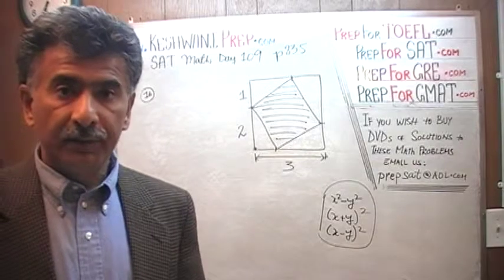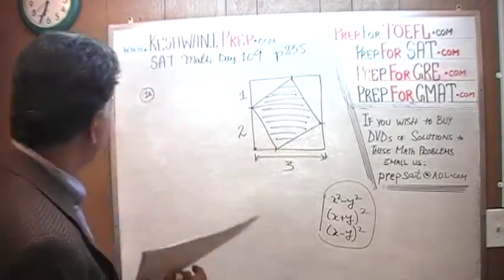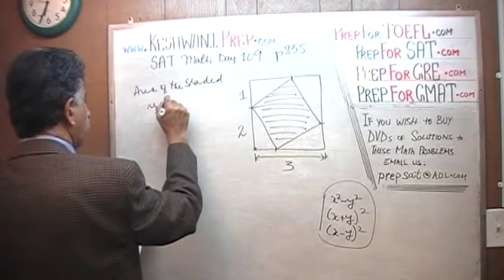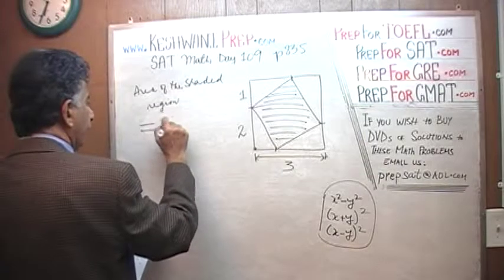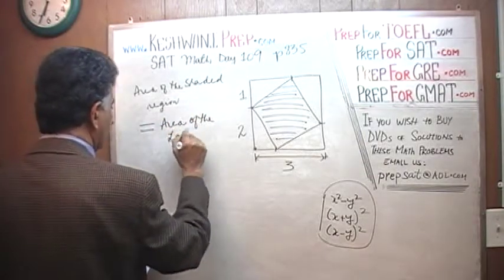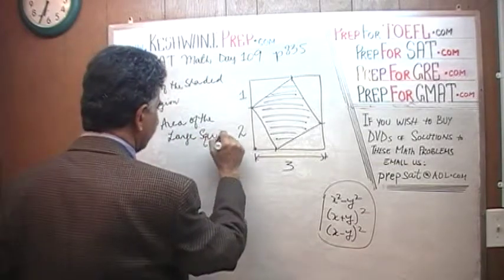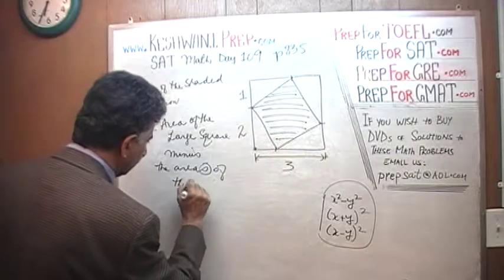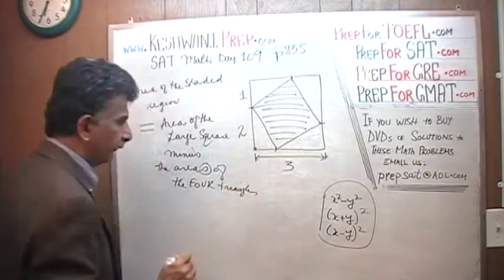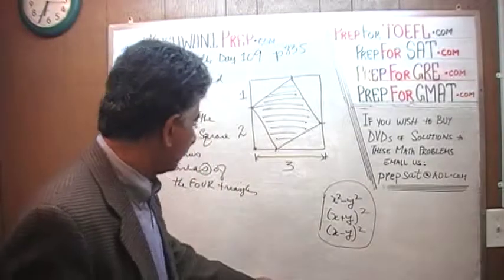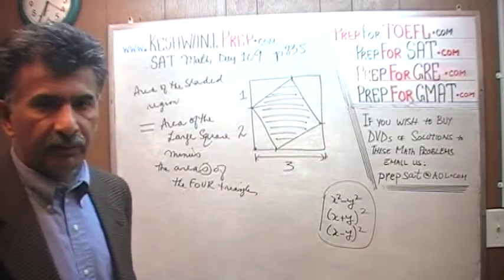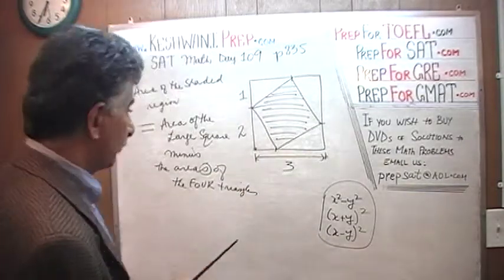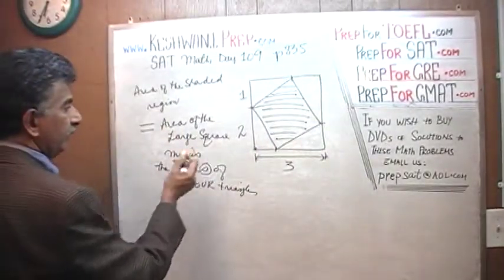Well, that's very simple. The area of the shaded region is simply equal to the area of the large square minus the areas of the 4 triangles. If you can find out the area of each of these triangles, there are 4 of them, 1, 2, 3, 4, you can subtract the areas of these 4 triangles from the area of the large square, and we are home free. And the area of the large square is very straightforward.